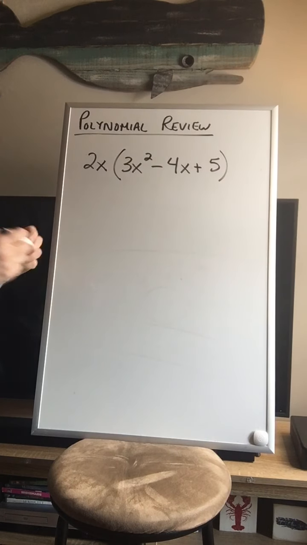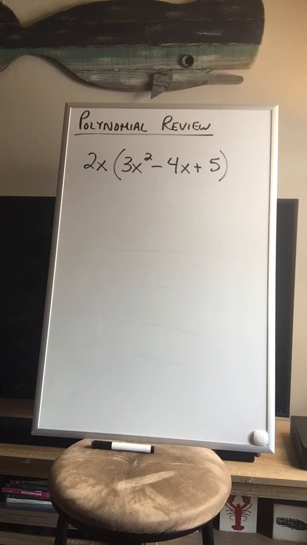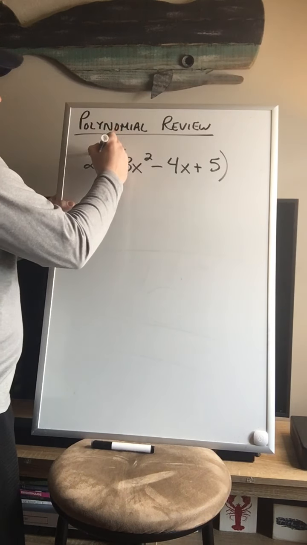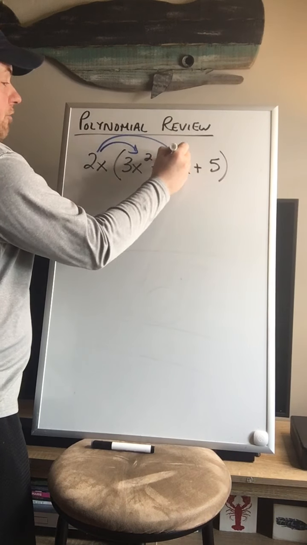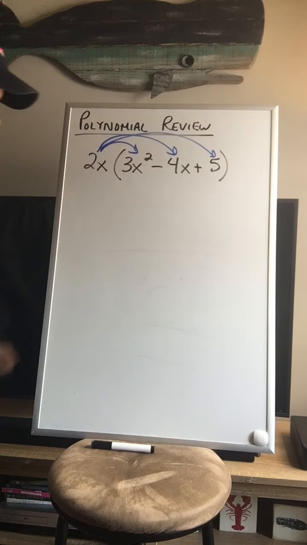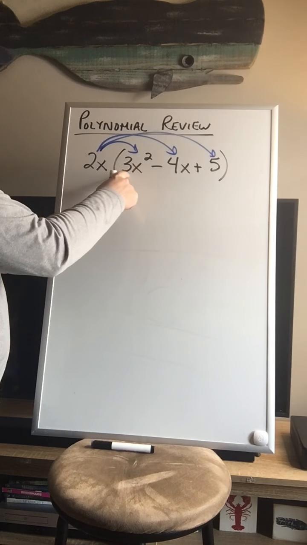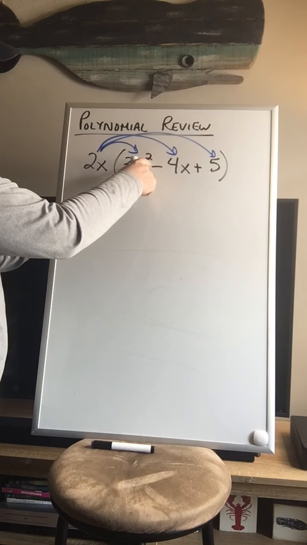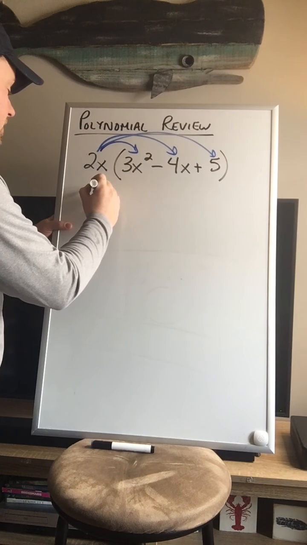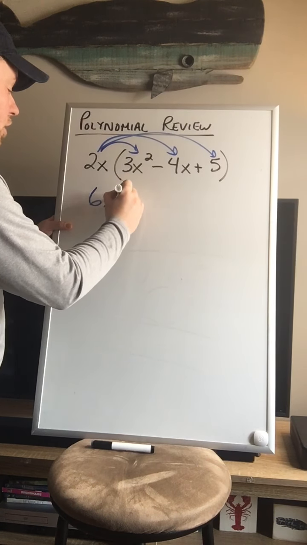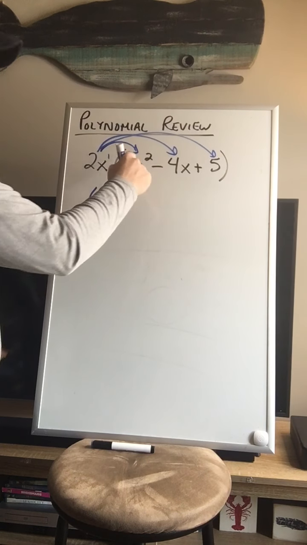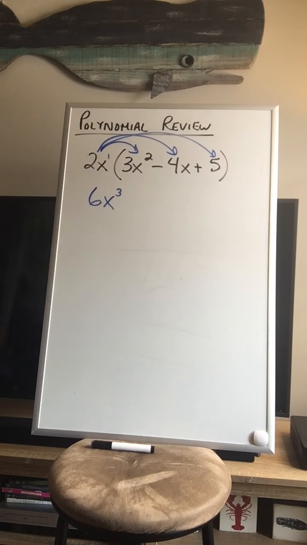So remember, you're going to use the distributive property to multiply the monomial by everything in the polynomial, in that trinomial. So the 2x gets multiplied by every term in here. Okay? Now I do that, 2x times 3x to the second, right? That's going to make 6x to the third. Because remember, when you're multiplying, you keep the base and you add the exponents.